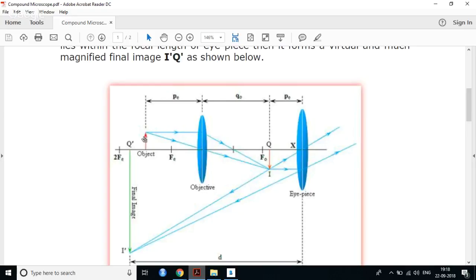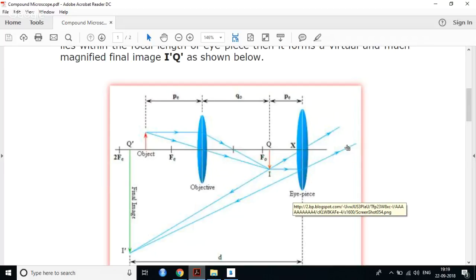Now, this is my object, suppose. For this object, I keep the aperture and the focal length of the objective very, very small. Why do I keep it small? So that the object is placed beyond the focal length. If the object is placed beyond the focal length, the image formed by this objective convex lens would be real, inverted and magnified. If it is real, inverted and magnified, then we have this eyepiece.